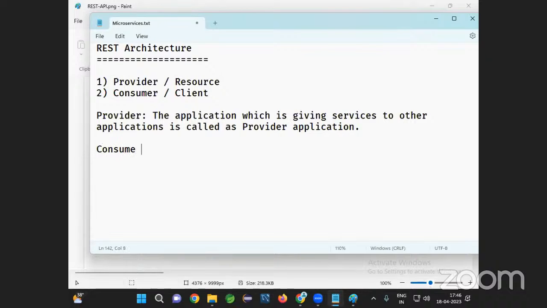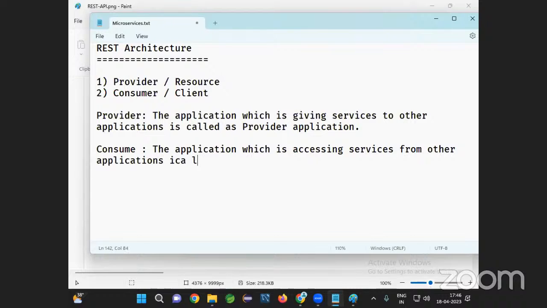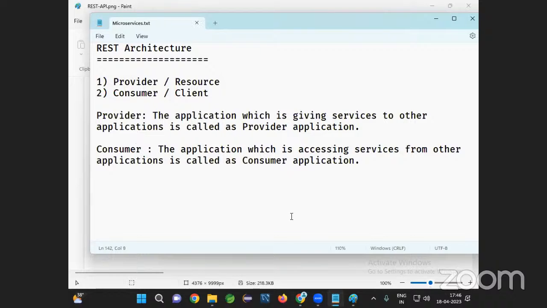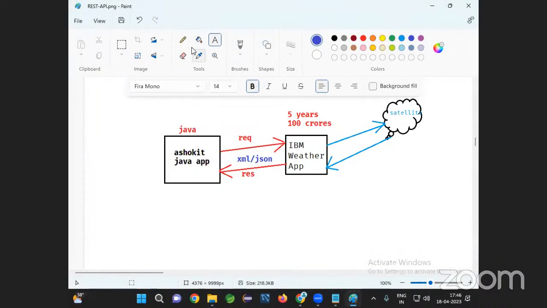What is a consumer? The application which is accessing services from other applications is called a consumer application. Provider application is available and consumer application will be available. So that means who is providing services? That application is called a provider.